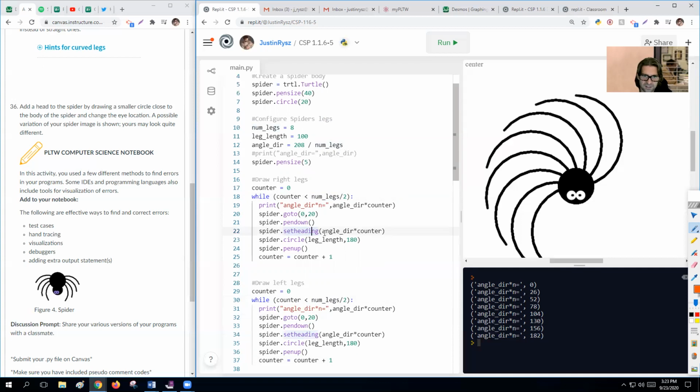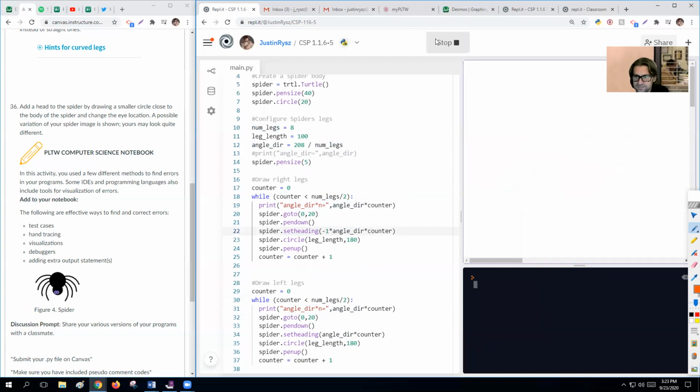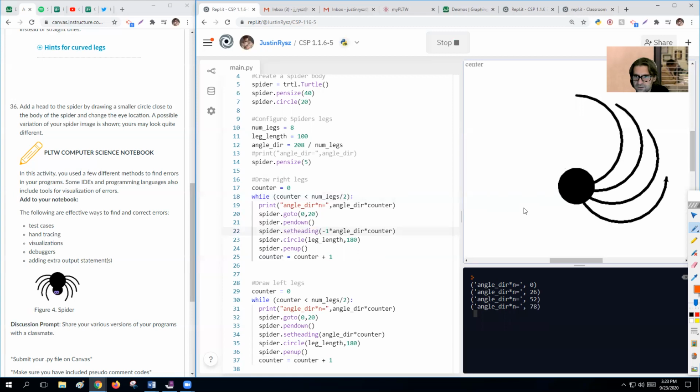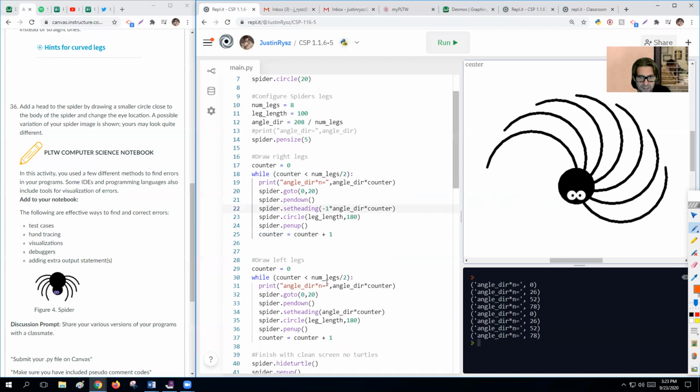Now, the other thing here is this heading. We want it to head the other direction, so I'm going to multiply this by -1. Typically in math, if we multiply by -1, it does flip to the other side. So let's see if that works on the right legs. Nope. Okay, we are curving here. This is going to be interesting. But then we are going on the other side. Maybe, what if I set this one to times -1 as well?